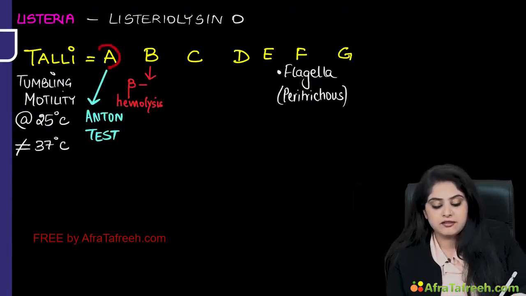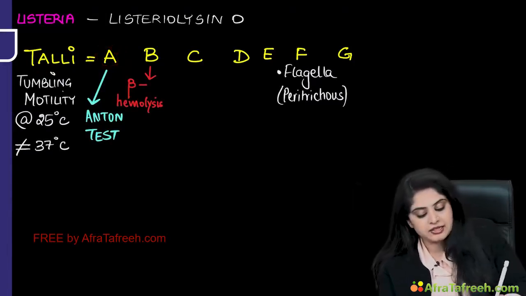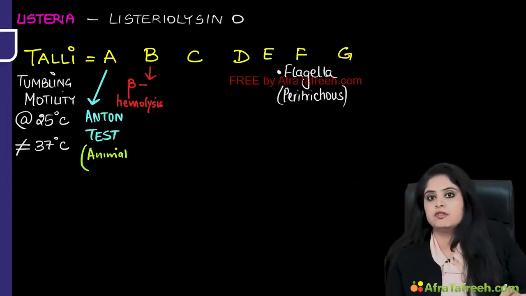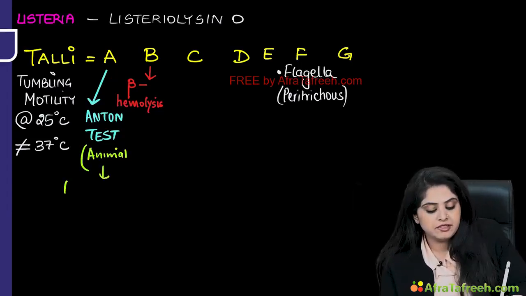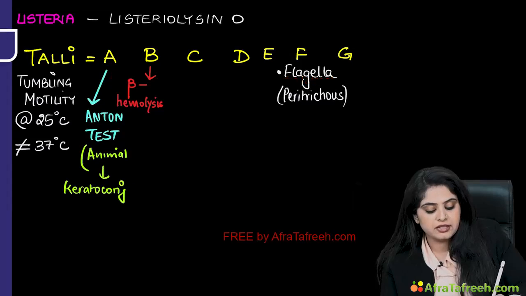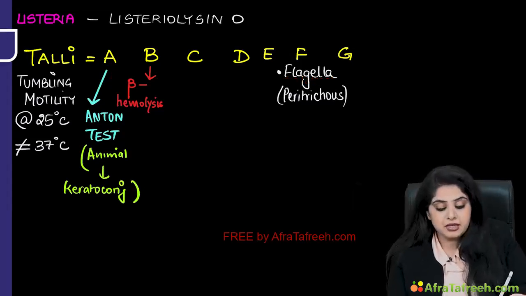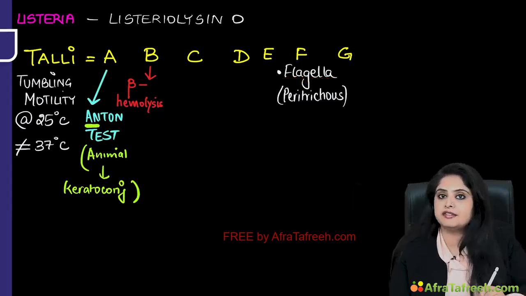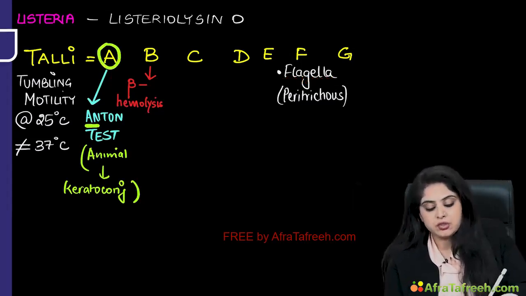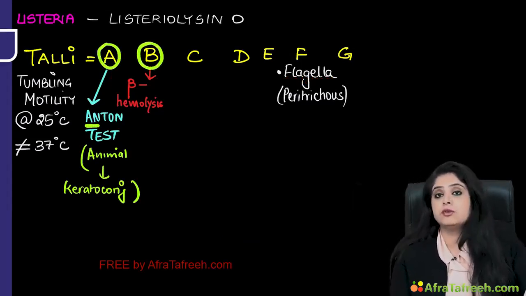So A is going to stand for the Anton test. What is the Anton test? In an animal, if I give an injection of Listeria monocytogenes, I will see the presence of keratoconjunctivitis. Keratoconjunctivitis in the animal will be noted. So that animal test is the Anton test. Okay. B stands for what? It shows you beta hemolysis. It is showing you beta hemolysis.